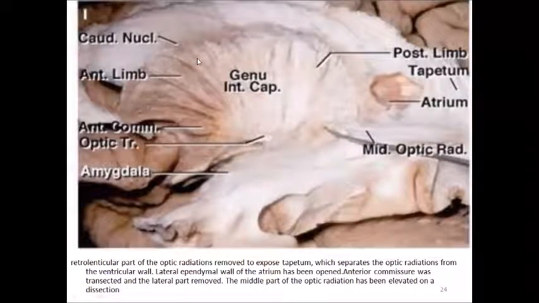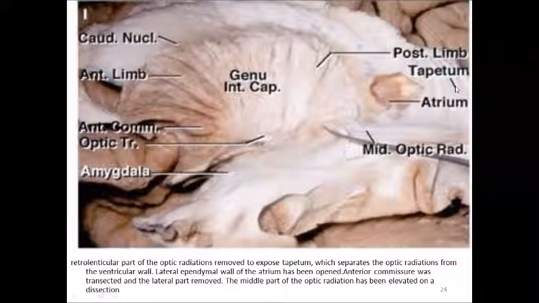In this picture, we can clearly appreciate the darker color of the anterior limb and the posterior limb, which is lighter in color. The retrolenticular part of the optic radiation has been removed. Tapetum is exposed, which separates the optic radiations from the ventricular wall. The lateral wall of the atrium has been opened. Anterior commissure was transected and lateral part was removed. Middle part of the optic radiation has been elevated on this dissection.